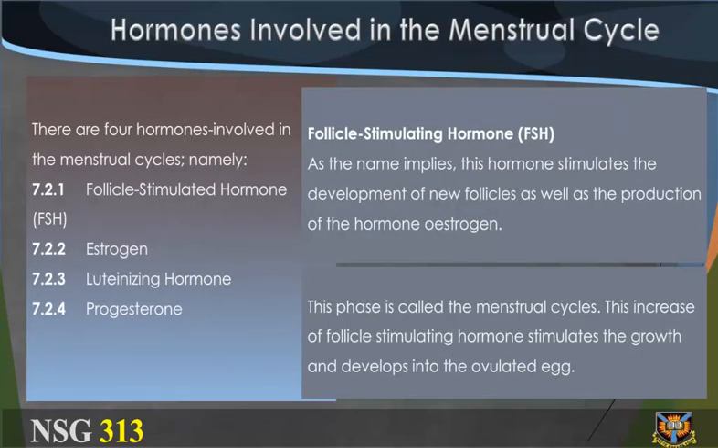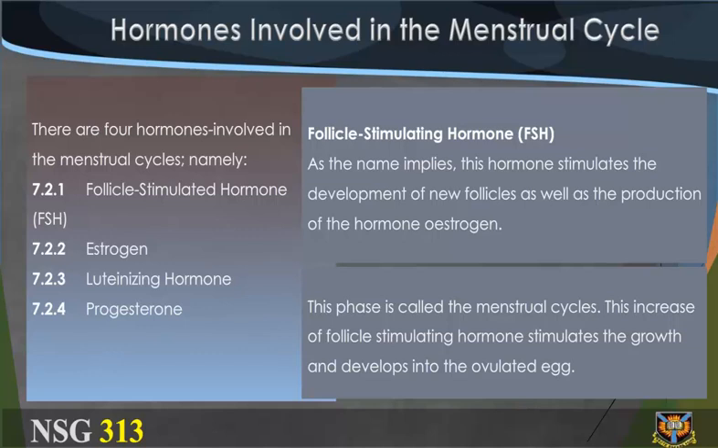Hormones involved in the menstrual cycle. There are 4 hormones involved in the menstrual cycle, namely 1. Follicle stimulating hormone. 2. Estrogen. 3. Luteinizing hormone. 4. Progesterone.